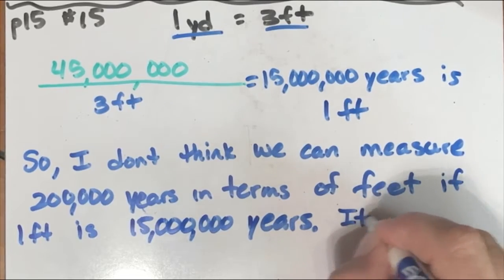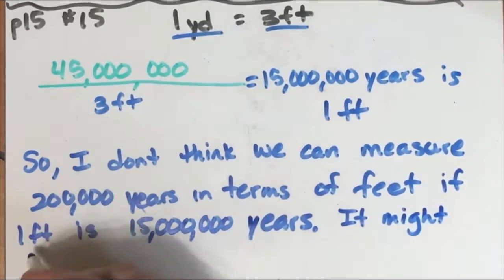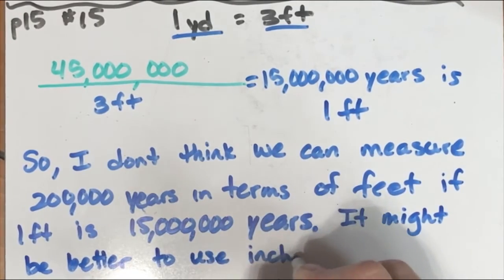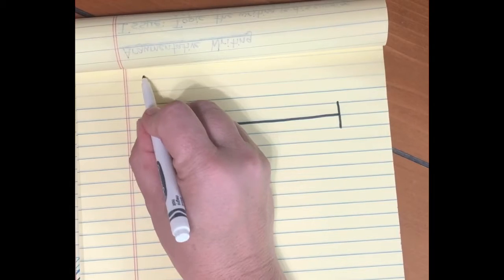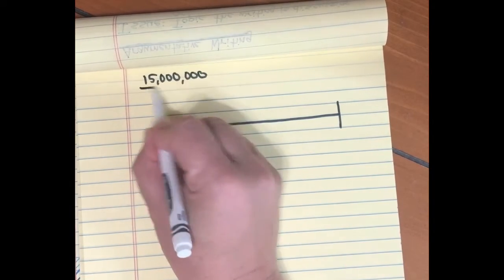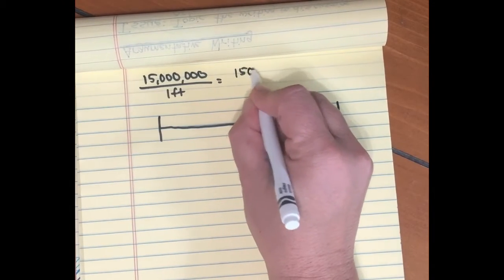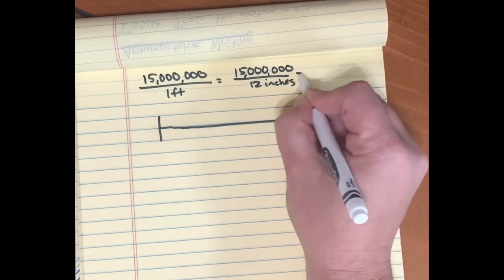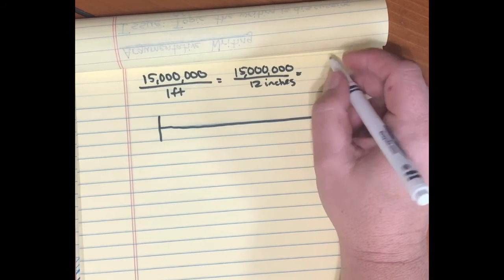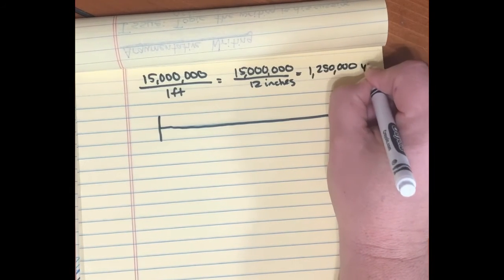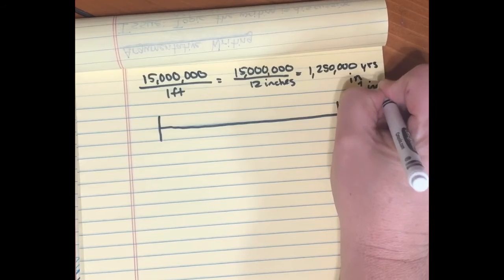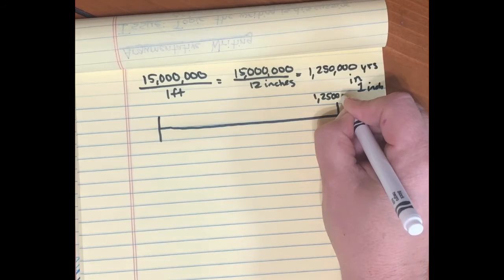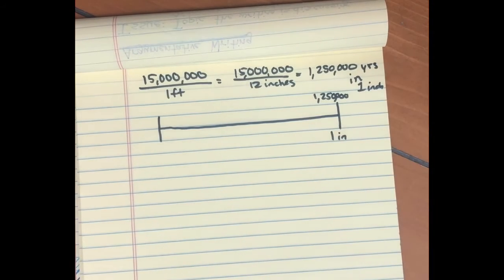Now, that is what your science asks you to do with some math. However, I am curious, and I imagine you might be curious, well then, what would be the measurement for that 200,000 years, right? So let's break this down. I think we should probably use inches. So we're going to change 1 foot to inches in this ratio. So 15 million years instead of 1 foot, it's going to be 12 inches. And then for each inch, that means it is 1.25 million years. So 1,250,000 years is 1 inch on that football field.